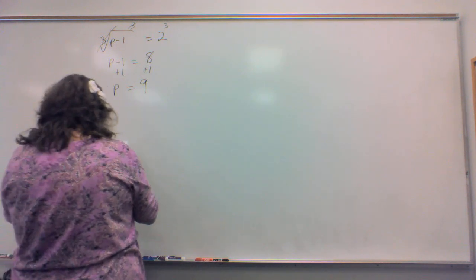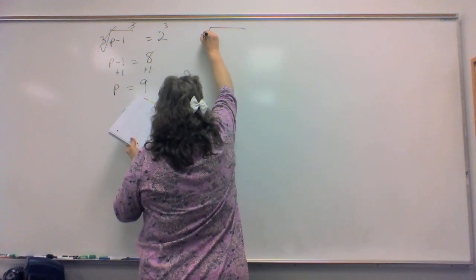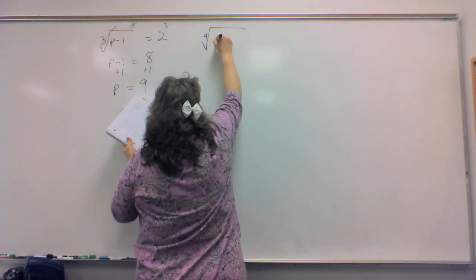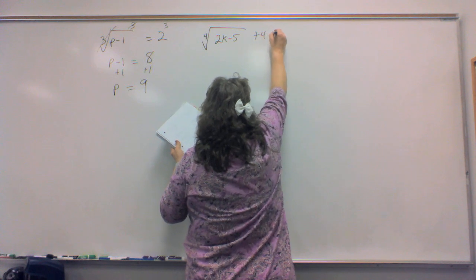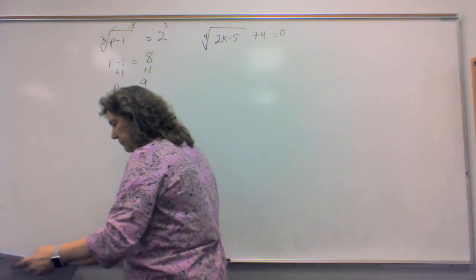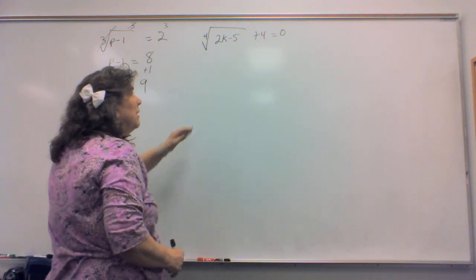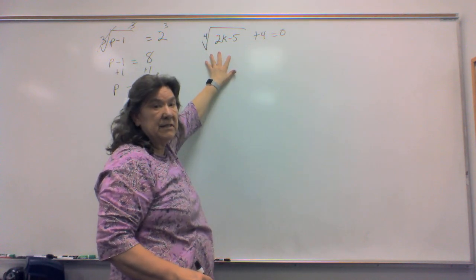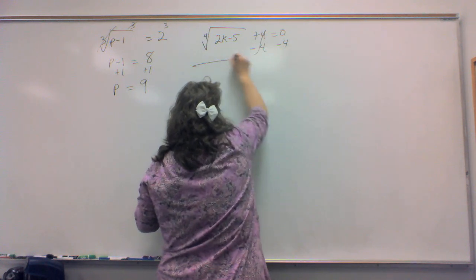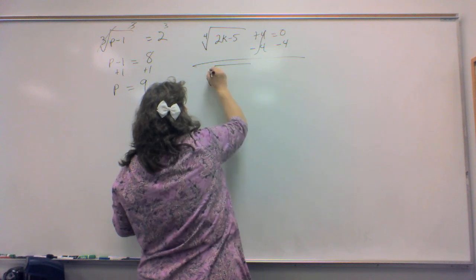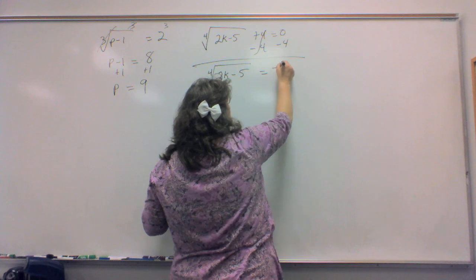Okay, let's do a fourth root now. The fourth root of 2k minus 5, plus 4, equal to 0. Now remember, when you're doing this, we have to isolate this, and it's not isolated. So subtract your 4, and we end up with the fourth root of 2k minus 5 equal to negative 4.